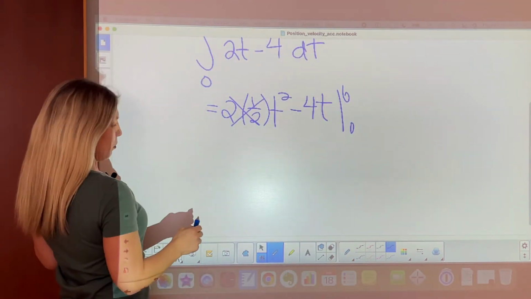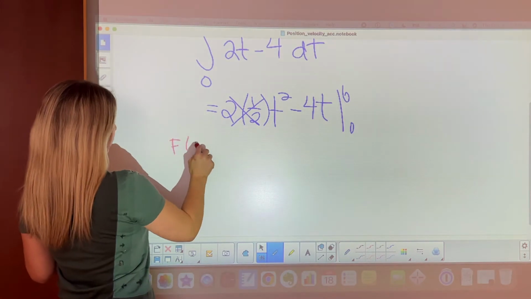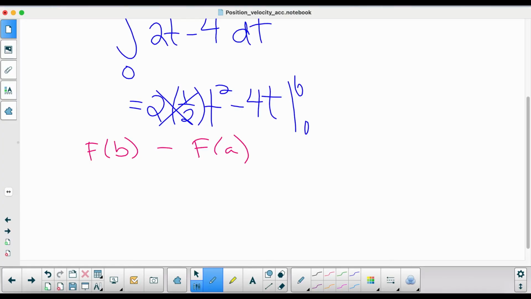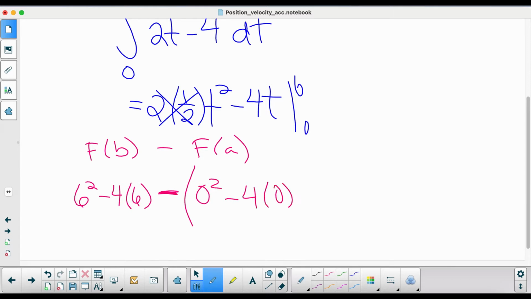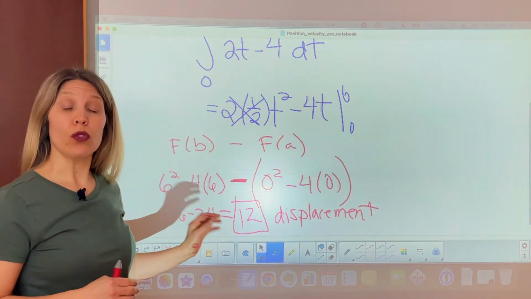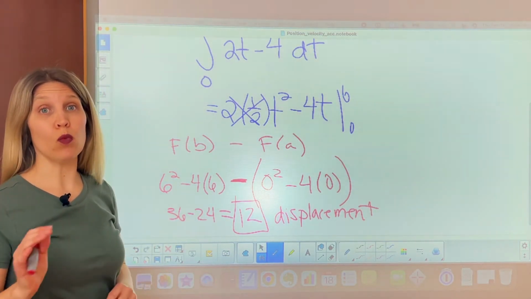So these are going to drop out. We're going to do f of b minus f of a. So f of b is 6. So we've got 6 squared minus 4 times 6 minus a big old parenthesis, 0 squared minus 4 times 0. Well, that's convenient. That all drops out. 6 squared is 36 minus 24. You had a displacement of 12. So that shows you the displacement between where you started and where you ended up.